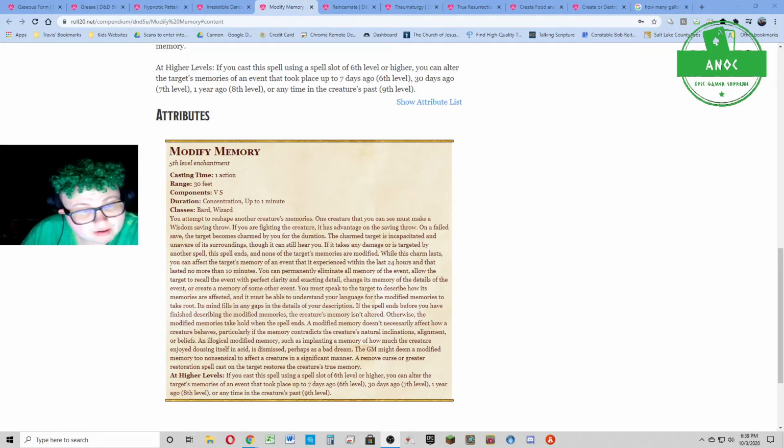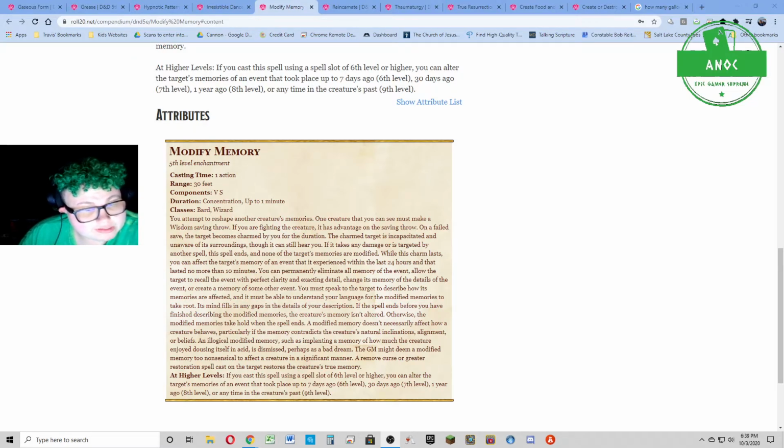You can permanently eliminate all memory of the event, allow the target to recall the event with perfect clarity and exact detail, change the memory of the details of the event, or create a memory of some other event. You must speak to the target to describe how its memories are affected, and it must be able to understand your language for the modified memories to take root. Its mind fills in any gaps in the details of your description. If the spell ends before you have finished describing the modified memories, the creature's memory isn't altered. Otherwise, the modified memories take hold when the spell ends.